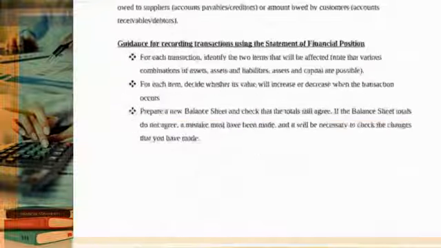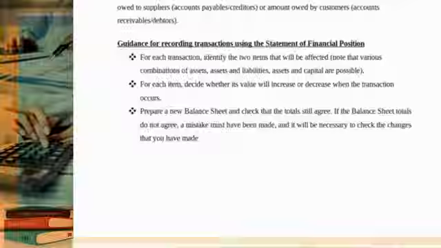Here we have 3 bulleted points to guide you in recording transactions using the statement of financial position, otherwise known as the balance sheet. For each transaction, identify the two items that will be affected. We can have various combinations: assets, we can have assets and liabilities, and we can have assets and capital being affected in a transaction. For each item, you are to decide whether its value will increase or decrease when the transaction occurs. And after which, you are to prepare a new balance sheet and check that the total still agrees.